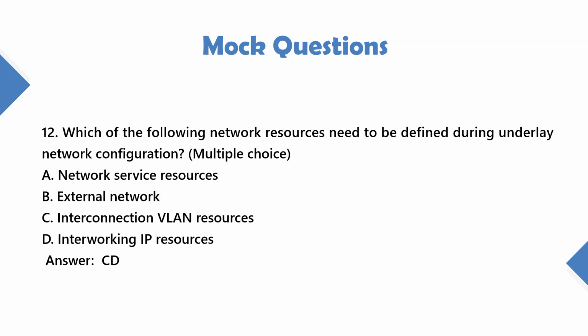12. Which of the following network resources need to be defined during underlay network configuration? Multiple choice. A. Network service resources. B. External network. C. Interconnection VLAN resources. D. Interworking IP resources. Answer: C, D.